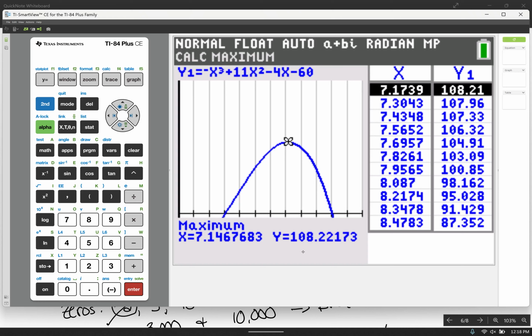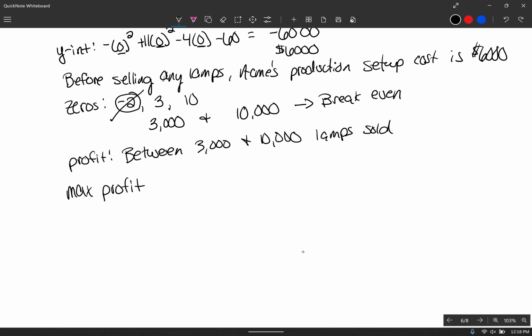10822, so that'd be $10,822 when I sell the 7,147 lamps. So the max profit is $10,822 when they sell 7,147 lamps.